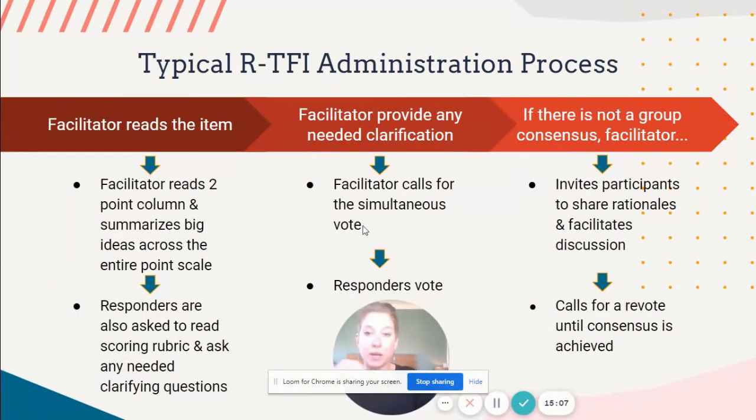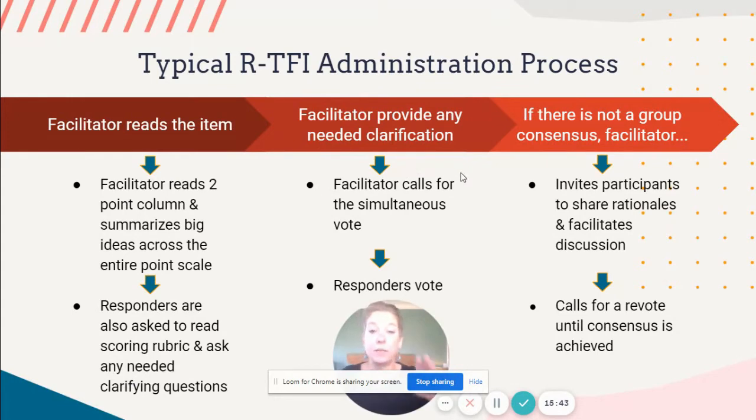Okay, so I kind of modeled it a little bit, but this is what it will look like in administration. Okay, so the facilitator is going to read an item, then they're going to read that column too. Then they're going to summarize kind of what happens across that trajectory from 2 points to 0 points, okay? Then they'll have an opportunity for the team or the participants, responders, to read and ask any clarifying questions prior to voting. Then the facilitator will provide any clarification that is needed.